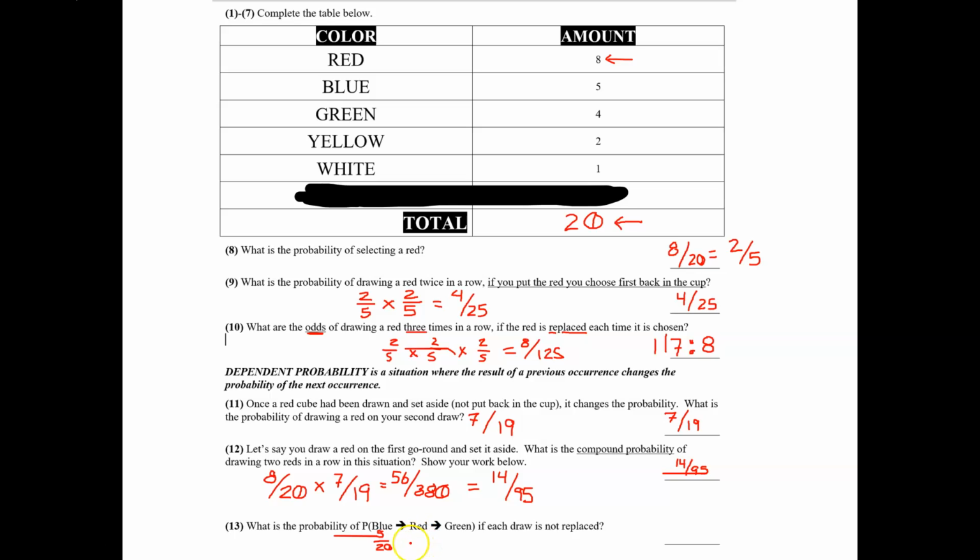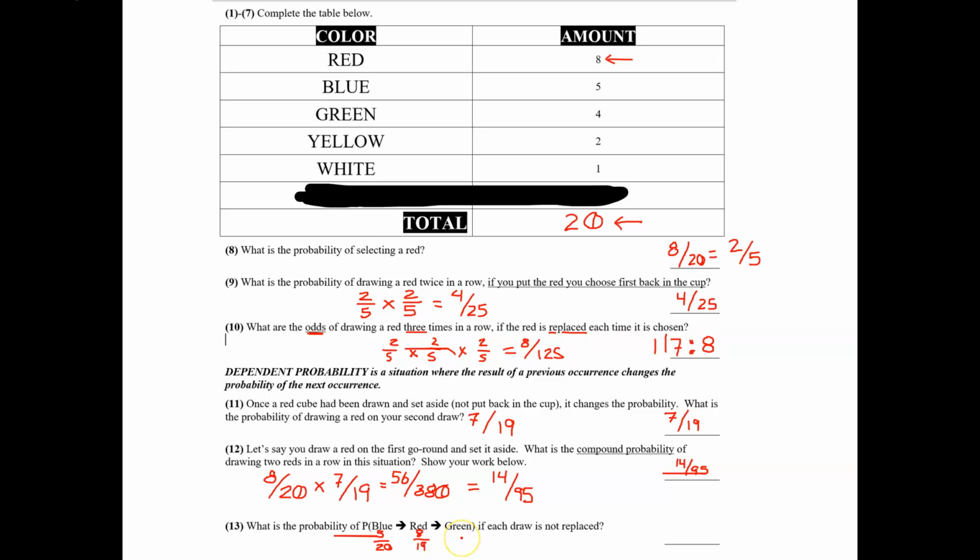Then we need to look at red. Now, we've taken a blue out, and we've put that blue off to the side. We are not replacing it. We're not putting it back in the cup. So when we do our second draw, when we want to pull out a red, there are only 19 in the cup. And how many of those are red? There are 8 that are red, but it's 8 out of 19.